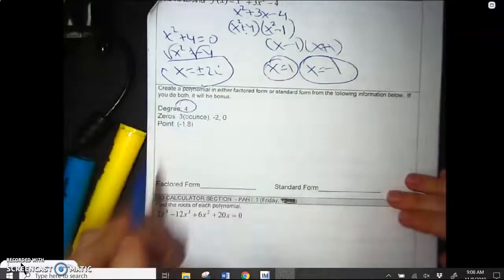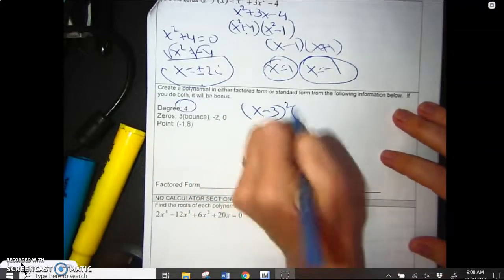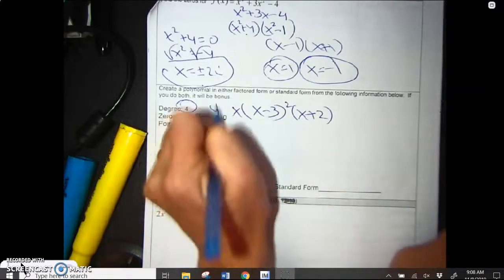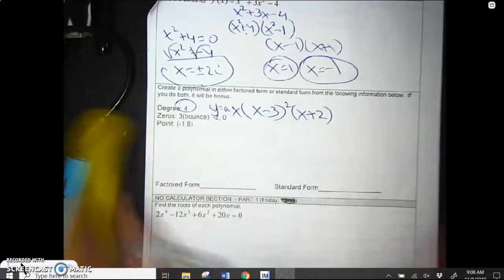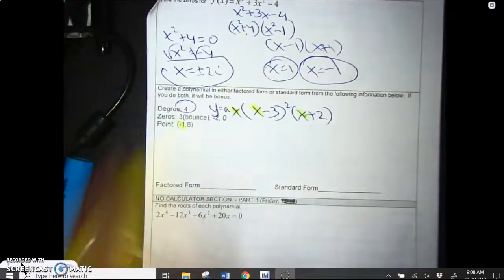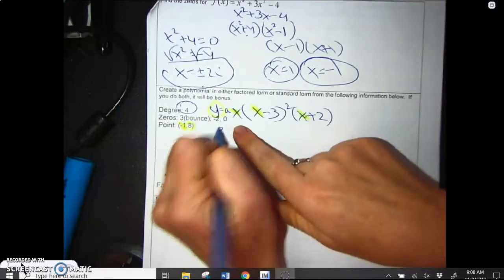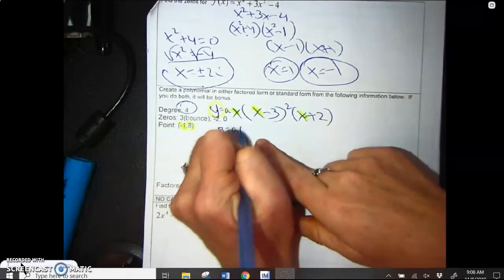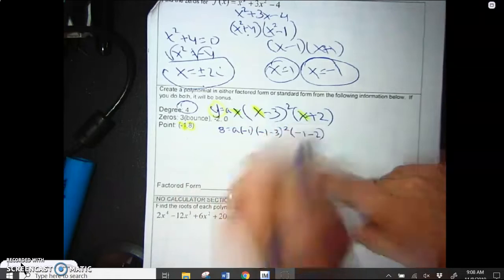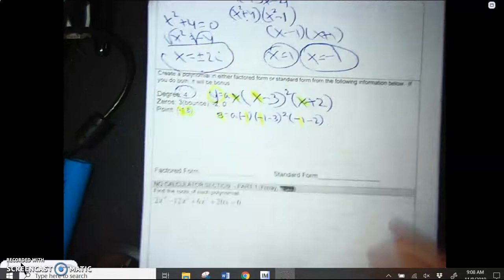Degree 4, the zeros are x minus 3 bounce, x plus 2, and then an x for the 0. And the point, I shouldn't have been so messy here, that should be included as negative 1, so that goes there, and 8, that goes there. So I rewrite this as 8 equals a times negative 1 times negative 1 minus 3 squared times negative 1 minus 2. Where I took the x, plugged it in, took the y, plugged it in.